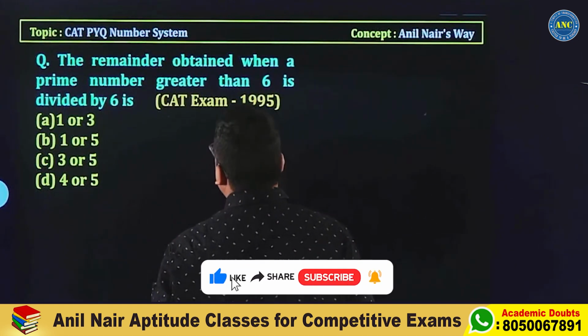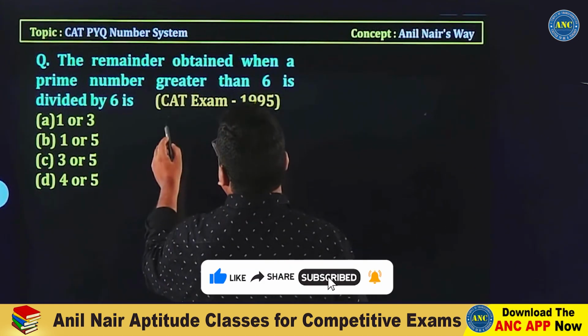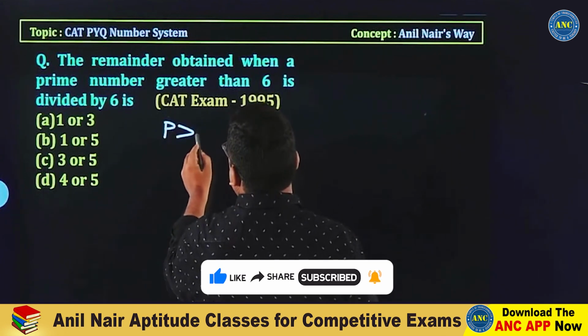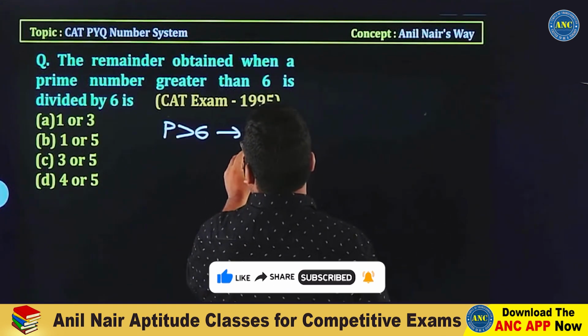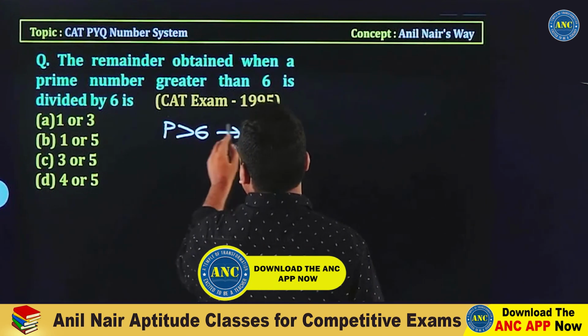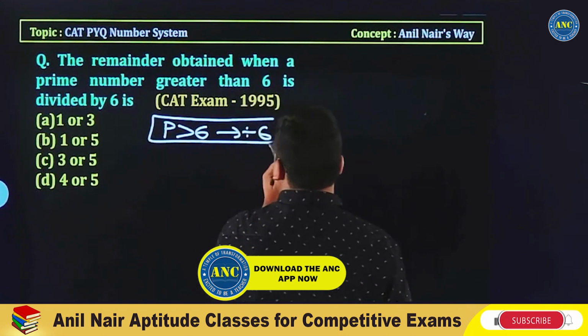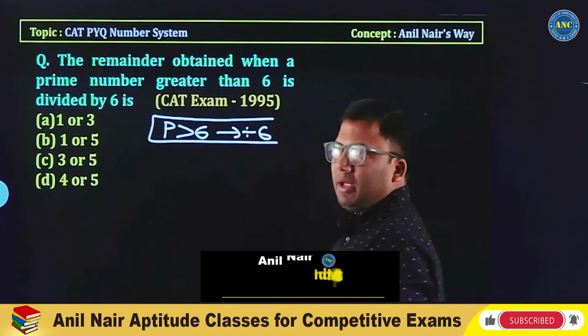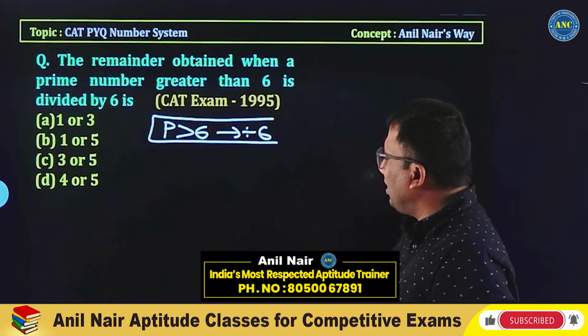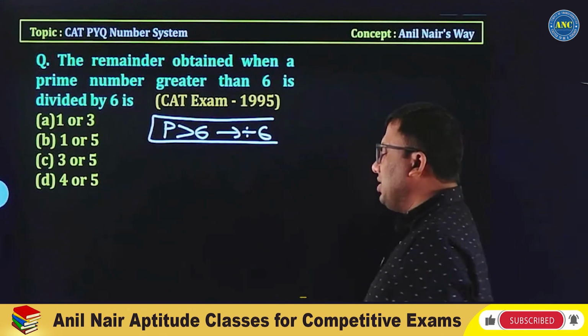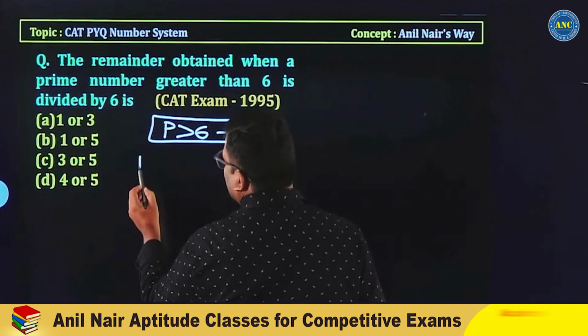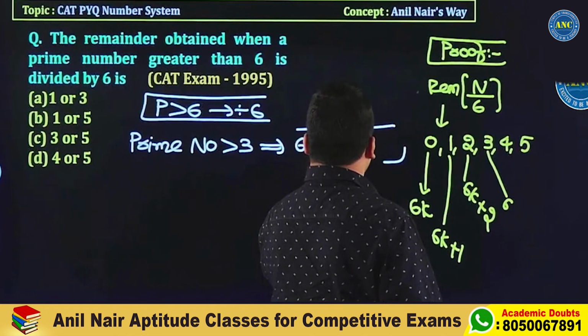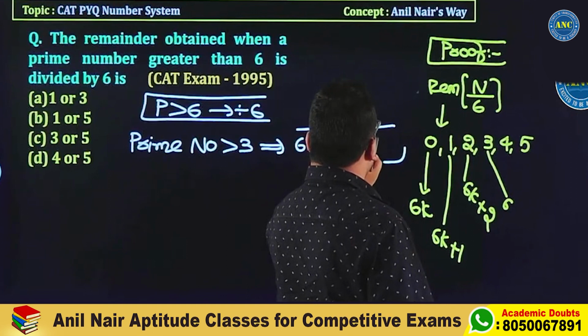The remainder obtained when a prime number greater than 6 is divided by 6. Any prime number greater than 6, when divided by 6, how much? There is a beautiful concept. Please write down, sir: 6k plus 1 or 6k minus 1.